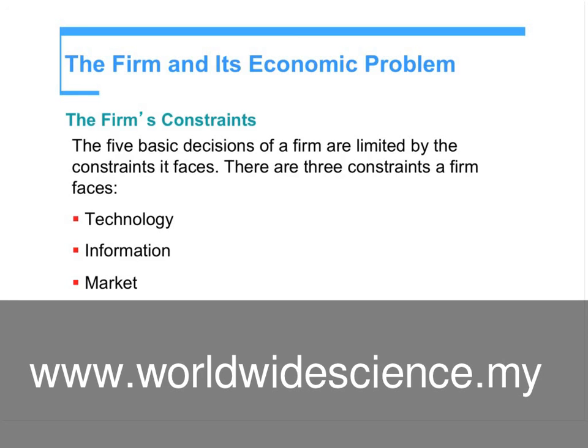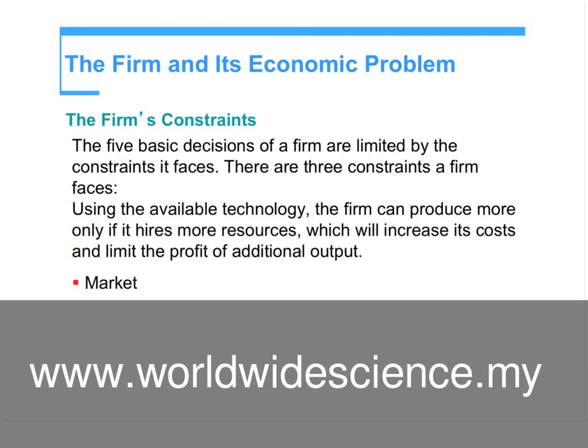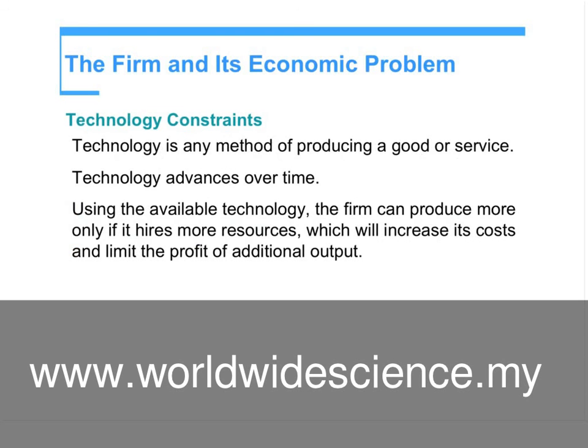To dig deeper into the technology constraint, technology is any method of producing a good or service. Technology advances over time, as you know. Let's say you spend a lot of money to buy certain technology for your business, but over a year the whole technology might have changed, and all your expenses might have been useless because you need to buy totally brand new technology, which is totally different from the previous one. Then you have to train your workers and employees to use the new technology.